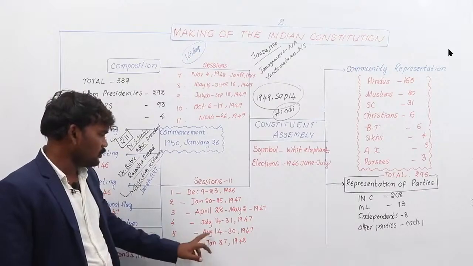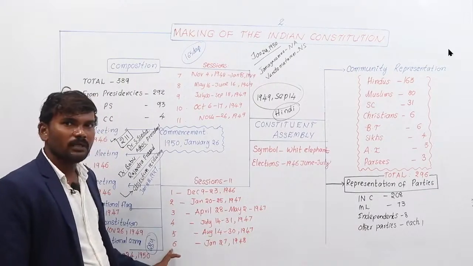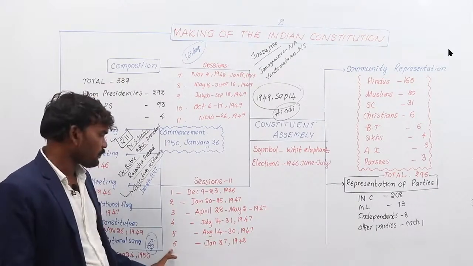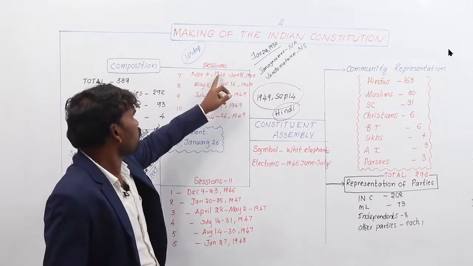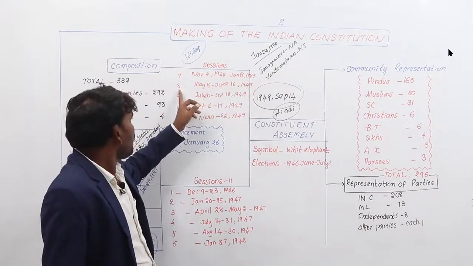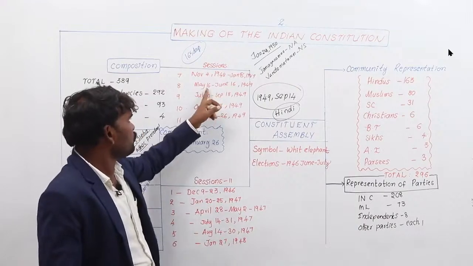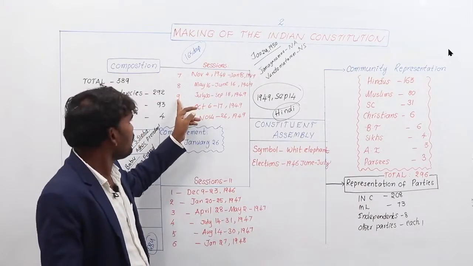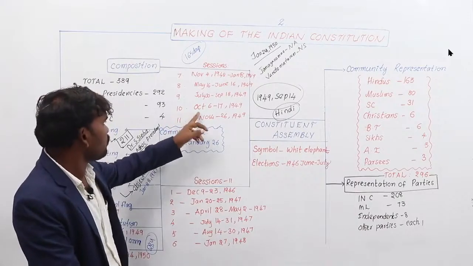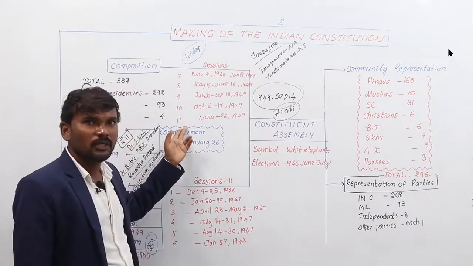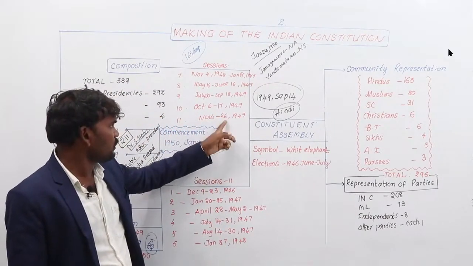The fifth session was held from August 14 to 30, 1947. The sixth session is the only session which was held on one day, January 27, 1948. The seventh session was held from November 4, 1948 to January 8, 1949. The eighth session was held between May 16 and June 16, 1949. The ninth session was held between July 30 and September 18, 1949. The tenth session was held between October 6 and 17, 1949. And the last session was held from November 14 to 26, 1949.